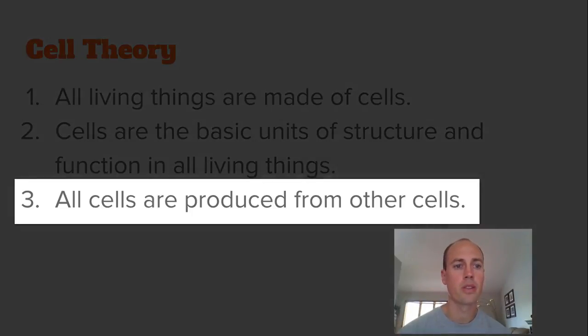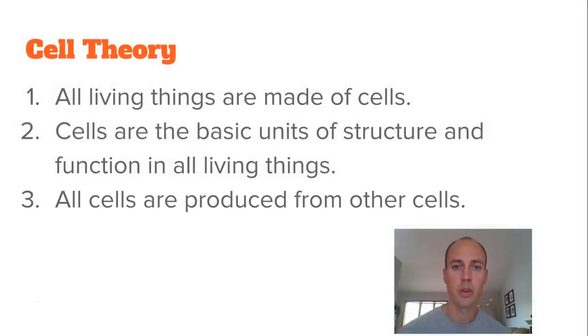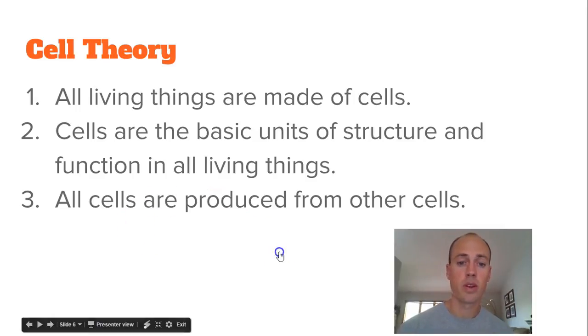The third part of the cell theory is that all cells are produced from other cells. In other words, all cells come from other cells. Gametes or sex cells come from the process called meiosis, and all other cells, somatic cells that make up multicellular organisms and unicellular organisms, come from a process called mitosis. So meiosis and mitosis we'll learn about later. It's just two different processes where you start with a cell and it leads to the production of other cells. So all cells come from other cells.